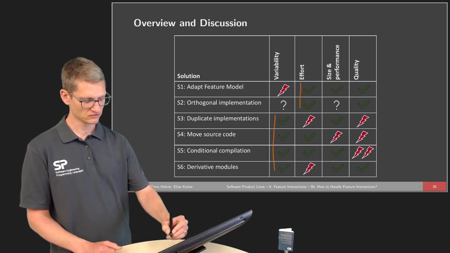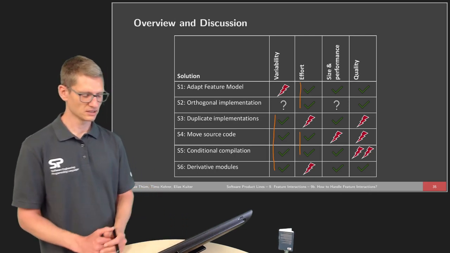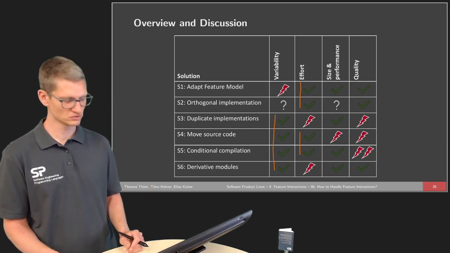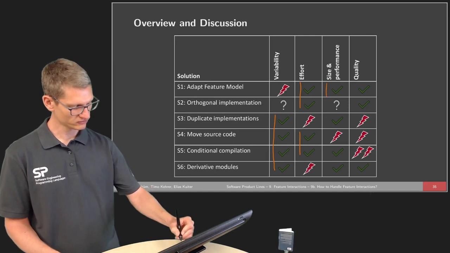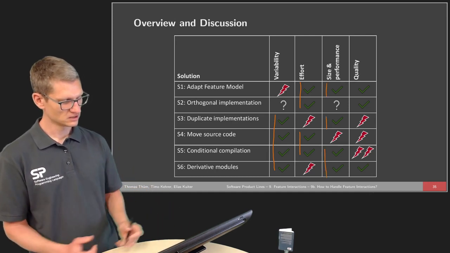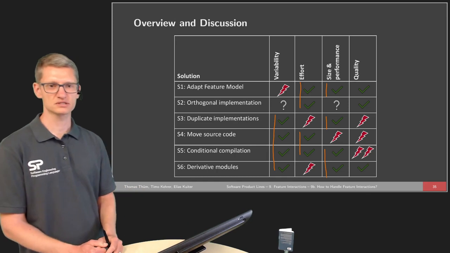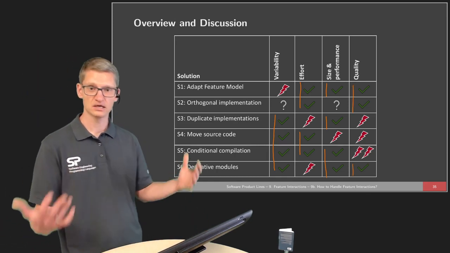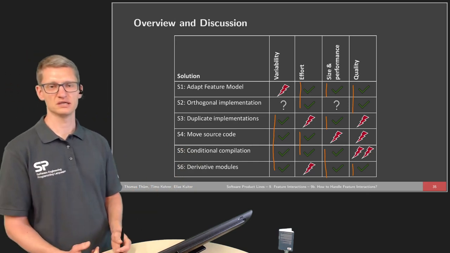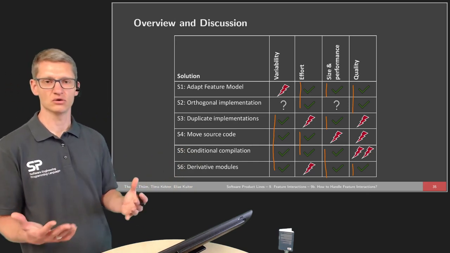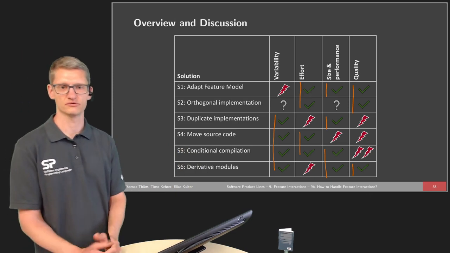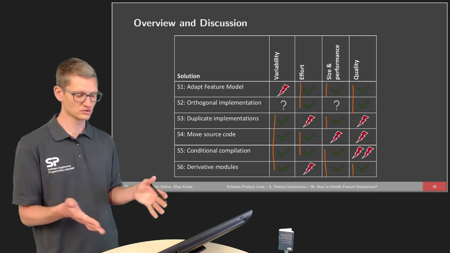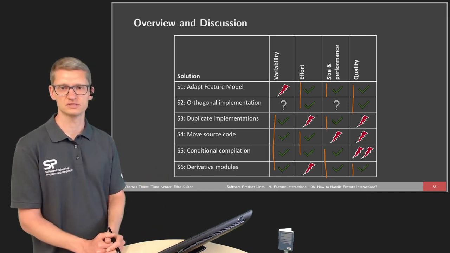There are four techniques that can have a reduced implementation effort, or the implementation effort is reasonable. We do have four techniques where the binary size and performance is great, and we do have three techniques that help to maintain a good source code quality, meaning there's no duplication and all the source code of feature modules or features is together. But as you can see from the table, there's not this one solution which basically fulfills all our needs.